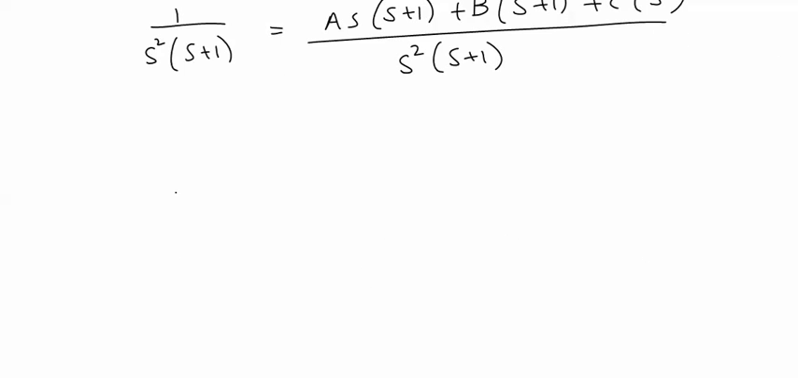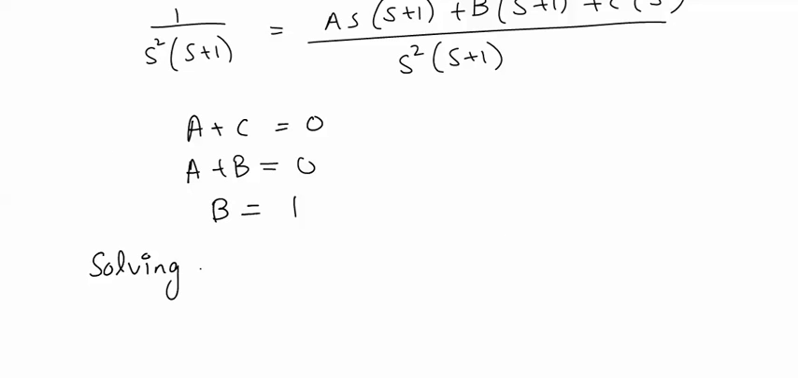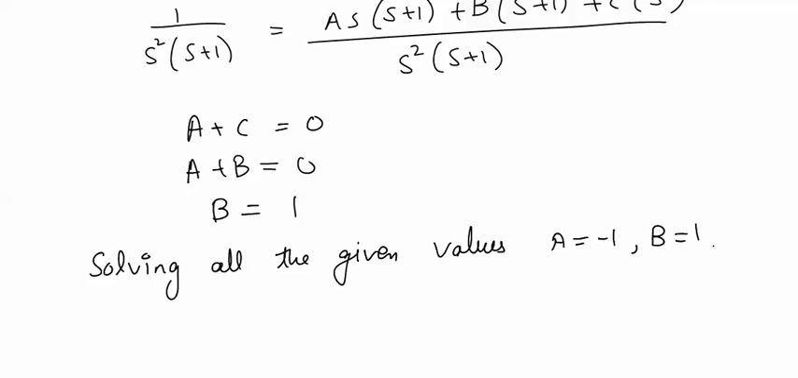So when we match coefficients, you will find that a plus c is equal to 0, a plus b again comes out to be 0, and directly we can see b is equal to 1. So solving all the given values, what we'll get is a is equal to minus 1, b is equal to 1, and c is equal to 1.